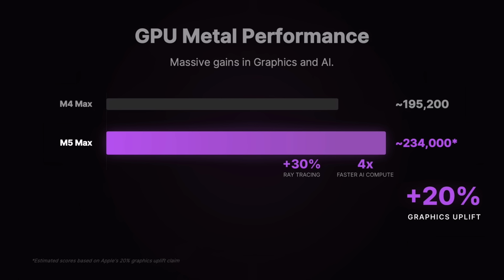And then it's the same here with the GPU Metal core performance. You can see here, like I said, we are definitely going to get an uplift, with scores probably around 234,000 or so. What's going to be absolutely incredible to actually see here is ray tracing up by 30%, and like I said, 4 times the AI compute power.